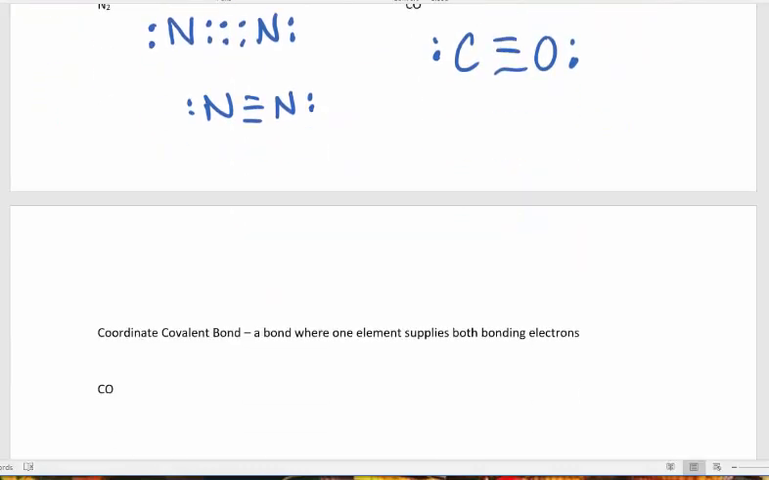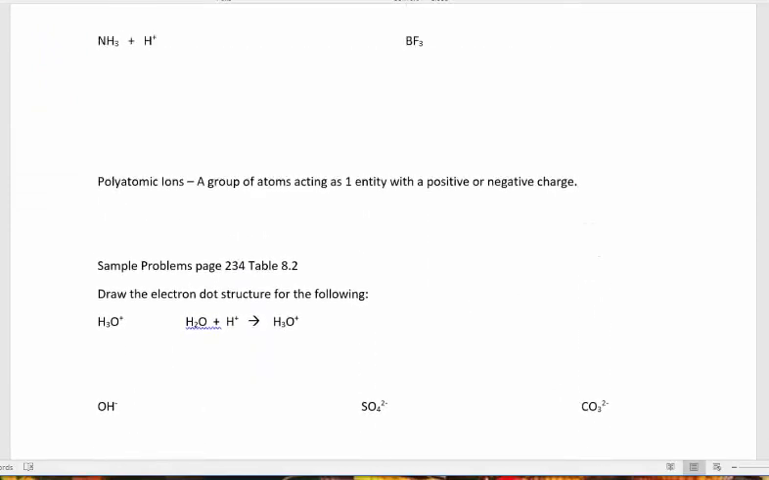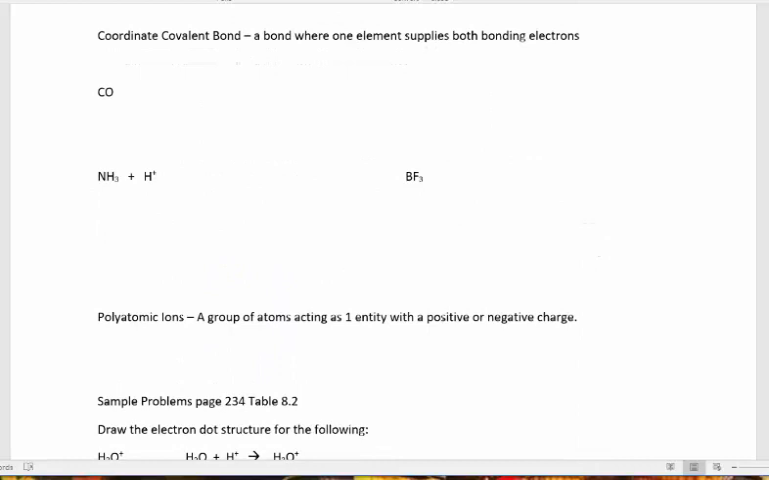All right, let's move on. We just want to talk about a couple of things real quick and then we'll wrap it up. All right, so coordinate covalent bonds. What we're going to say is a coordinate covalent bond is a bond where one element supplies both bonding electrons. All right, so what does that mean?